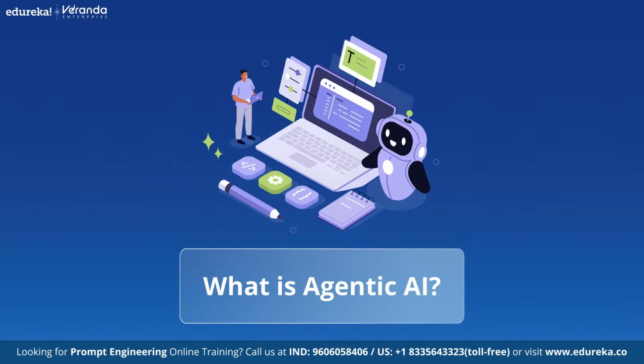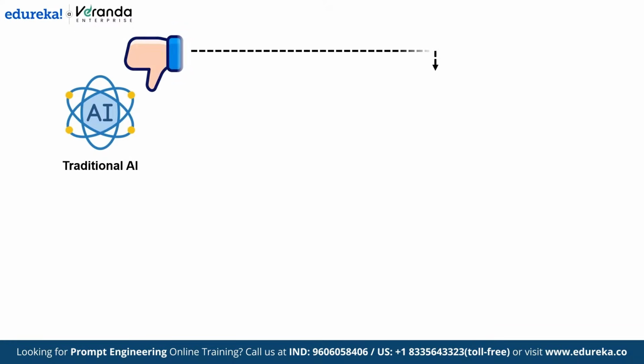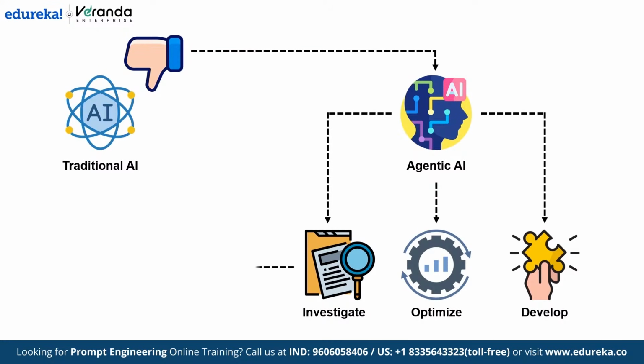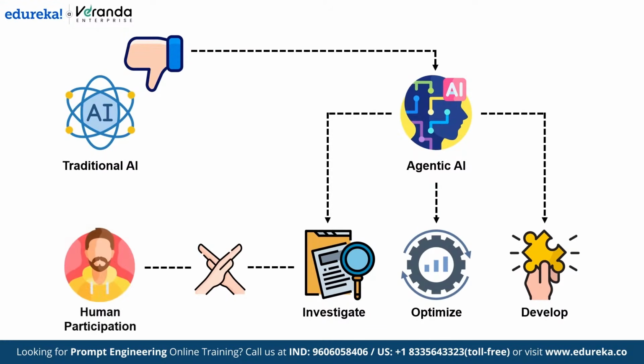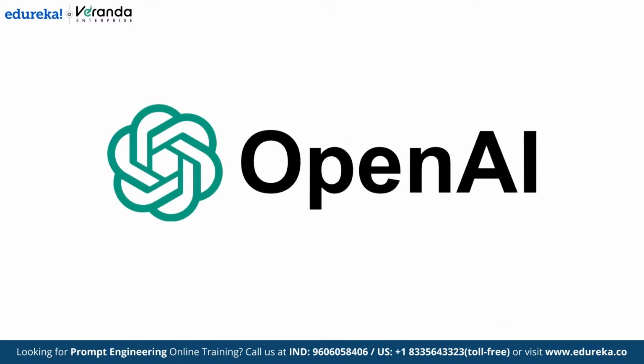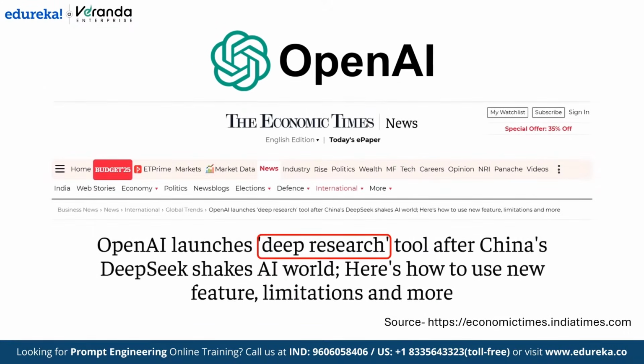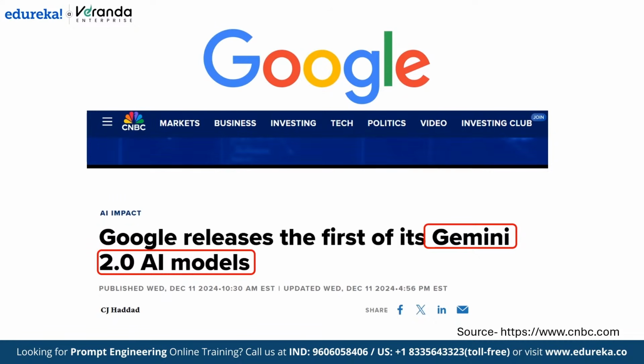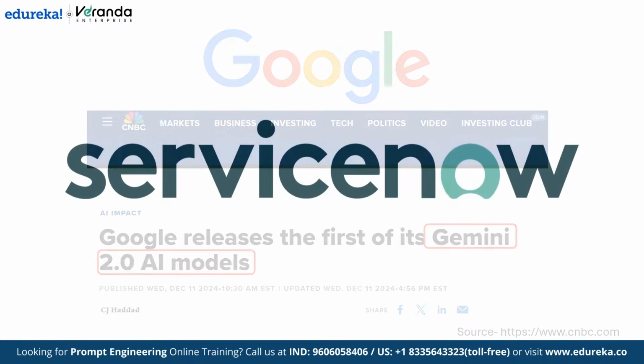Agentic AI is transforming industries by allowing machines to learn, adapt, and evolve independently, similar to living organisms. Unlike traditional AI, these intelligent agents investigate, optimize, and develop solutions over time without requiring direct human participation. Recent advancements include OpenAI's deep research, which automatically analyzes massive amounts of data to provide detailed reports, and Google's Gemini 2.0, which improves AI's capacity to plan and reason across different data types.